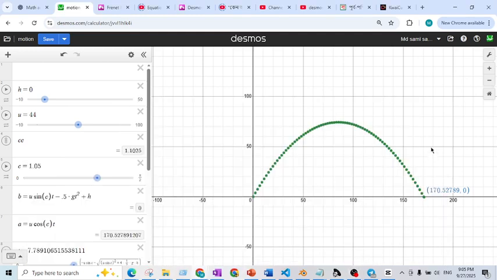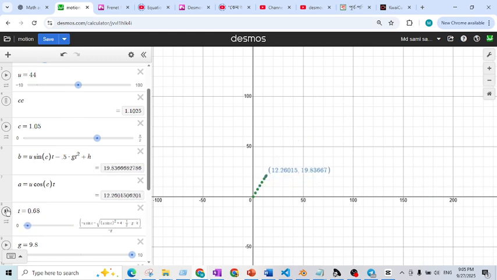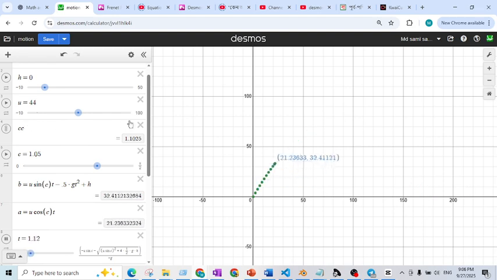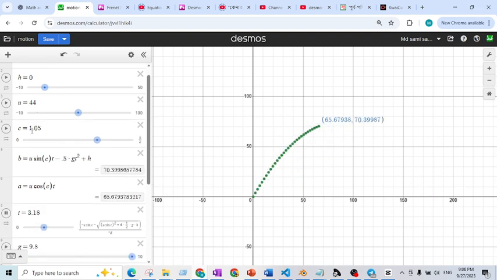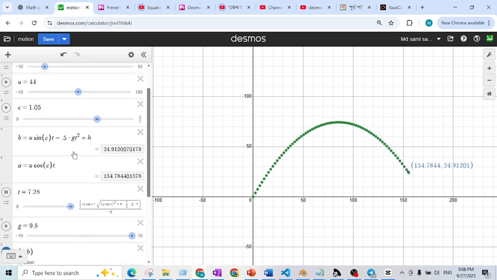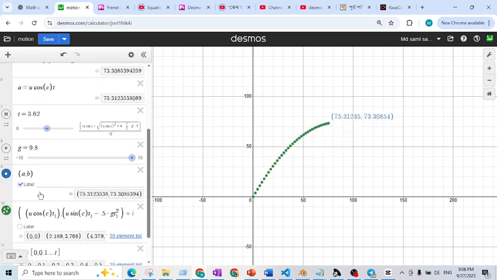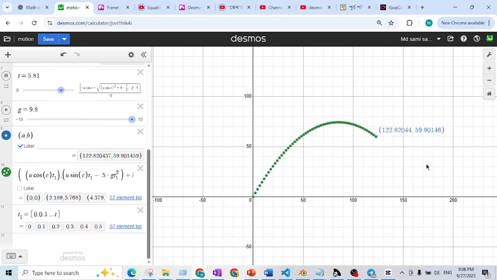Okay, so this is a Desmos simulation for projectile motion. So let's see. I have set the height to 0 and the initial velocity u, and c is the angle with the horizontal. Then I have set the equations and plugged them in here, and I get this kind of trajectory.